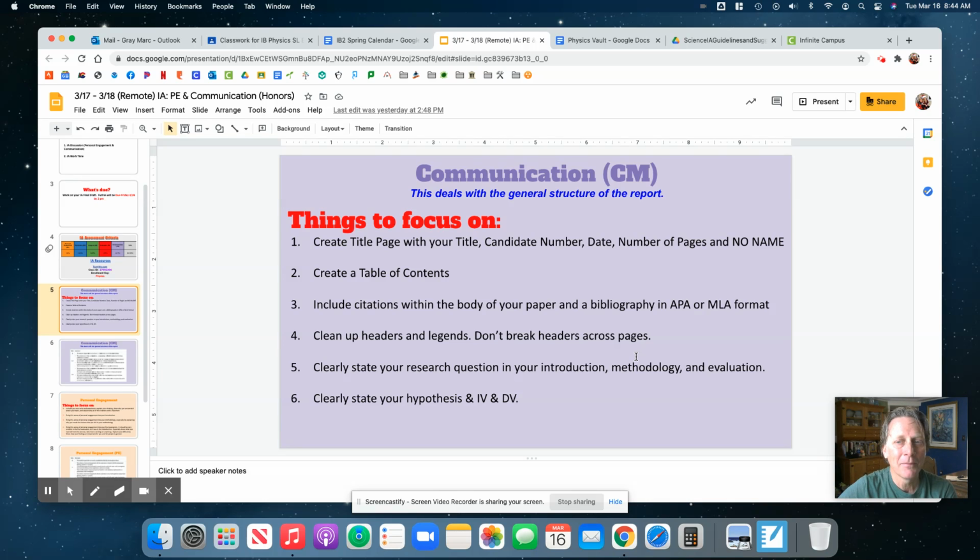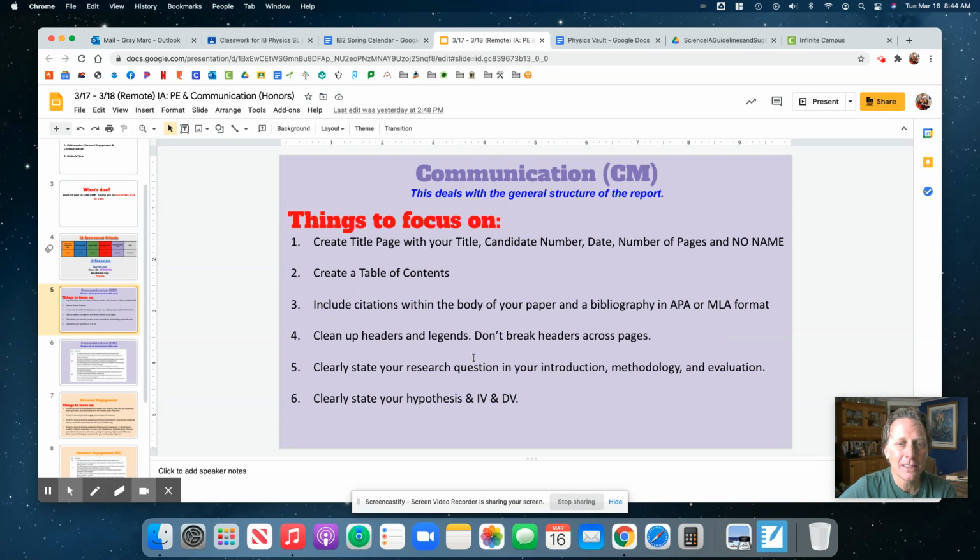Everything's got a name. And that even goes for things like calculations. When you're doing calculations, have a header for your calculation. Explain what you're doing in this calculation, what formulas you use, show the process of solving it. So clean up your headers and legends, like I was saying.